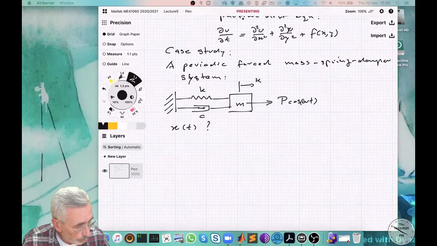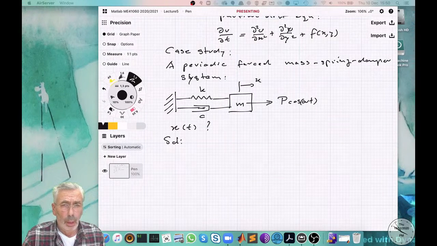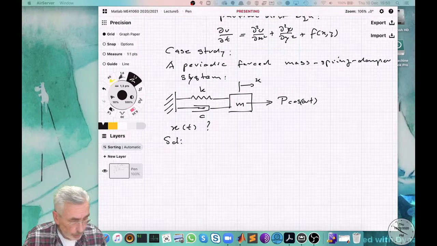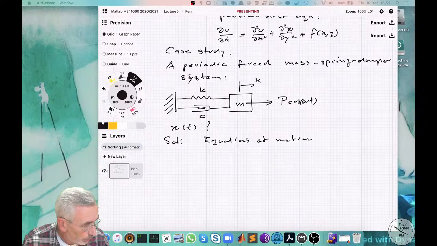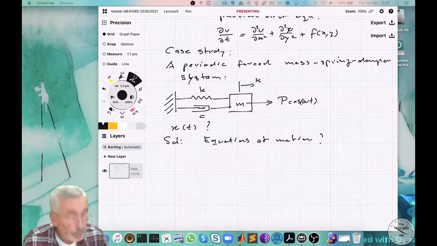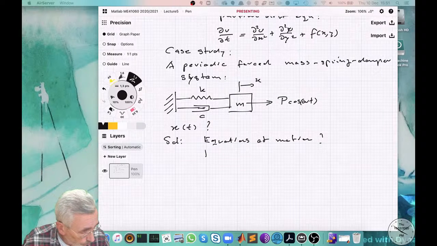The solution to that is, first of all, we need to write down our equation of motion. And how are we going to get the equation of motion? Well, we make a free body diagram, right? So we make a free body diagram.